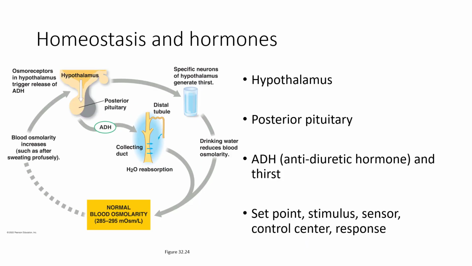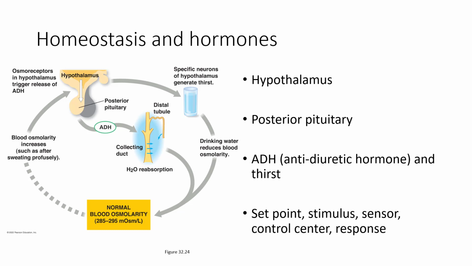So how is homeostasis maintained in all of this? Well, the body has a set point for how osmolarity should be, about 285 to 295 milliosmoles per liter. And the hypothalamus is going to be your control center here. So let's say there's a stimulus. Your blood osmolarity increases, like after you sweat a whole bunch.